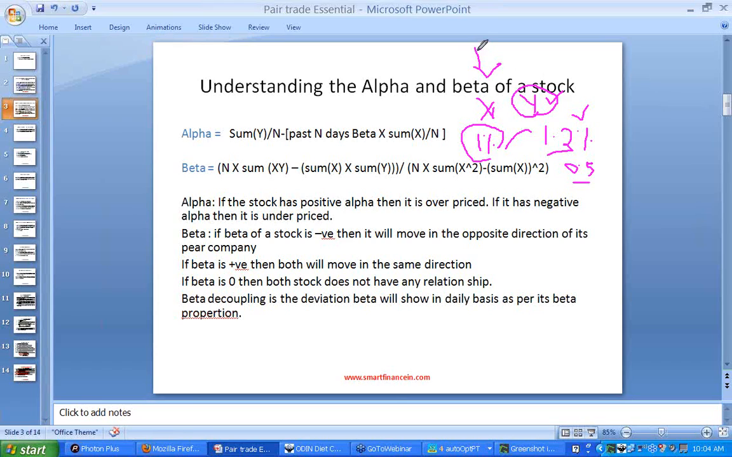Whenever one index and one stock are taken, the stock will always be Y and the index will be X. The index consists of multiple stocks, hence the index will be given more weightage.